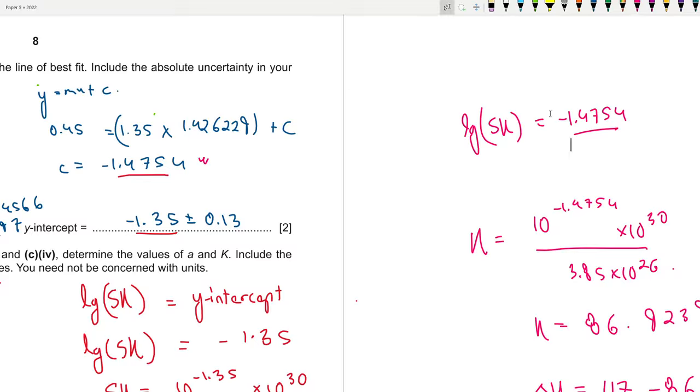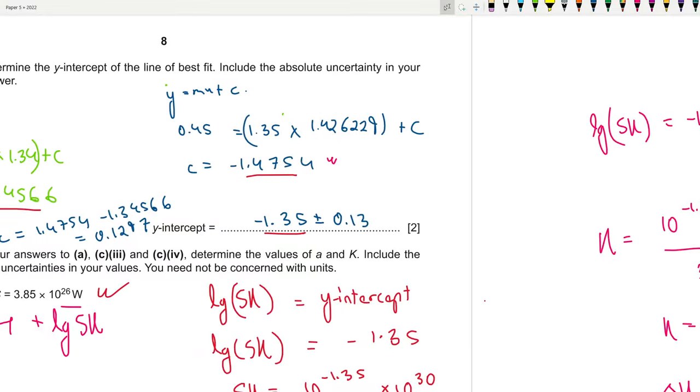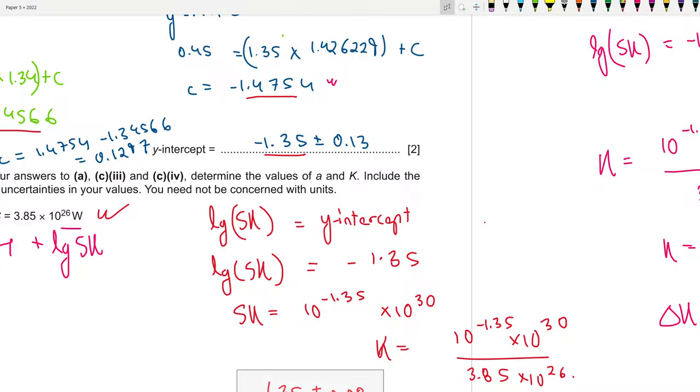So K is equal to 10 to the power minus 1.4754 into 10 power 30, reintroduced, divided by S. I get a value of this. To find out the uncertainty, we need to subtract the value of K from the base fit line and worst acceptable line. I get something like 30. So this is my answer.